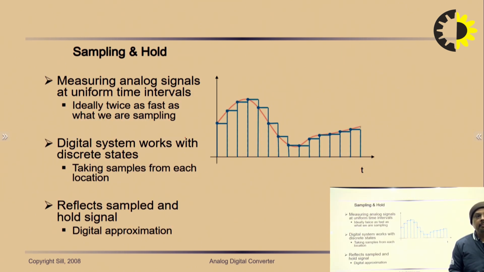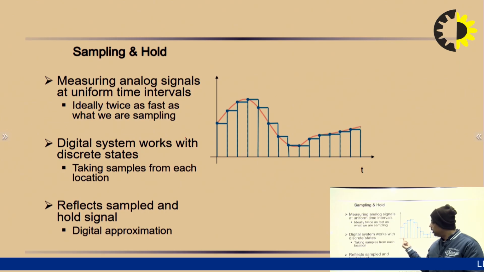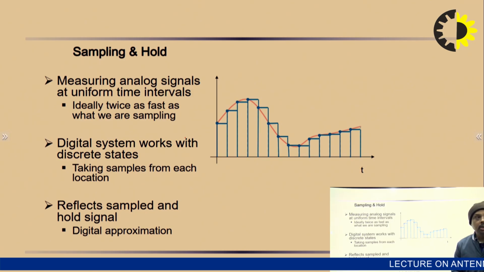Next, after the sample and hold process, the sampling must be at a uniform interval, taking a sample from each location, and this is nothing but the digital approximation of the analog signal. So this is the description of sample and hold, as we already discussed.